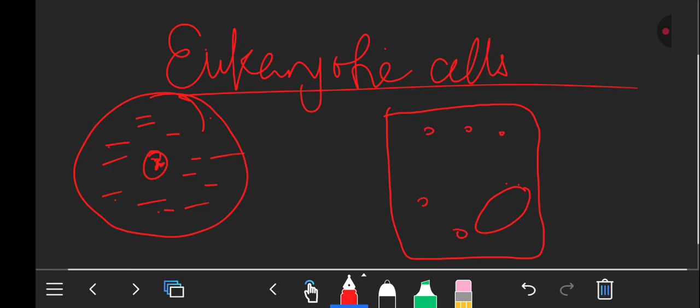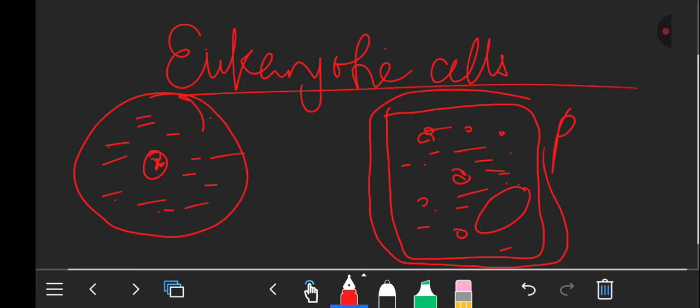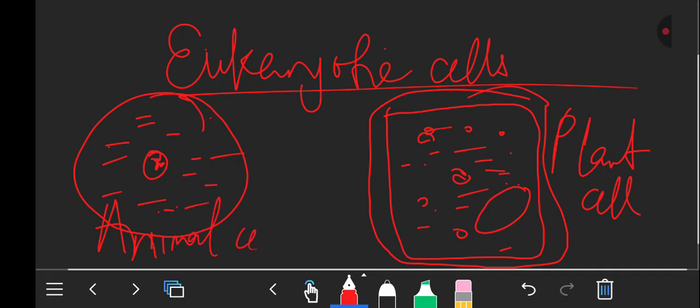Those simple stuff. So this is the animal cell, this is the plant cell. You understand to say the plant cell must have a cell wall, right? Yeah. So this is the plant cell. Then that is the animal cell. So these are the eukaryotes, okay?